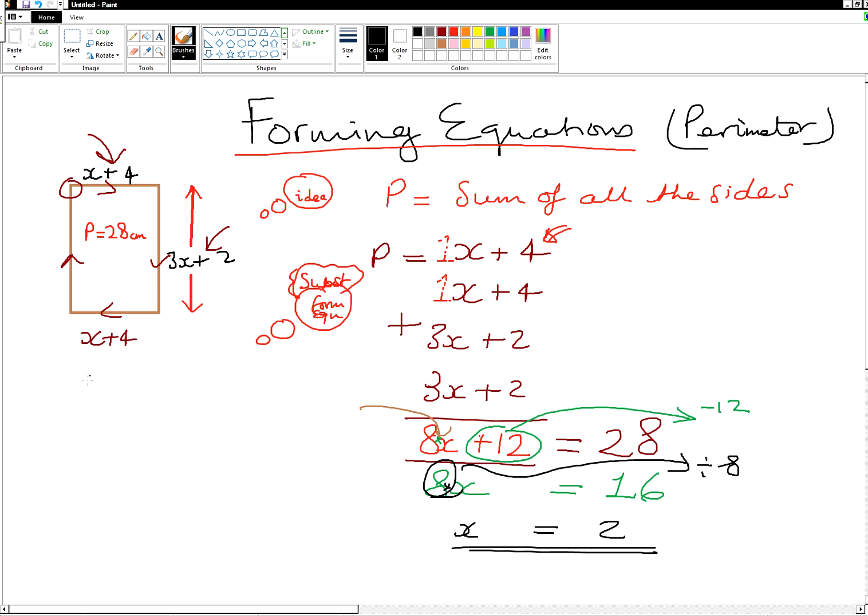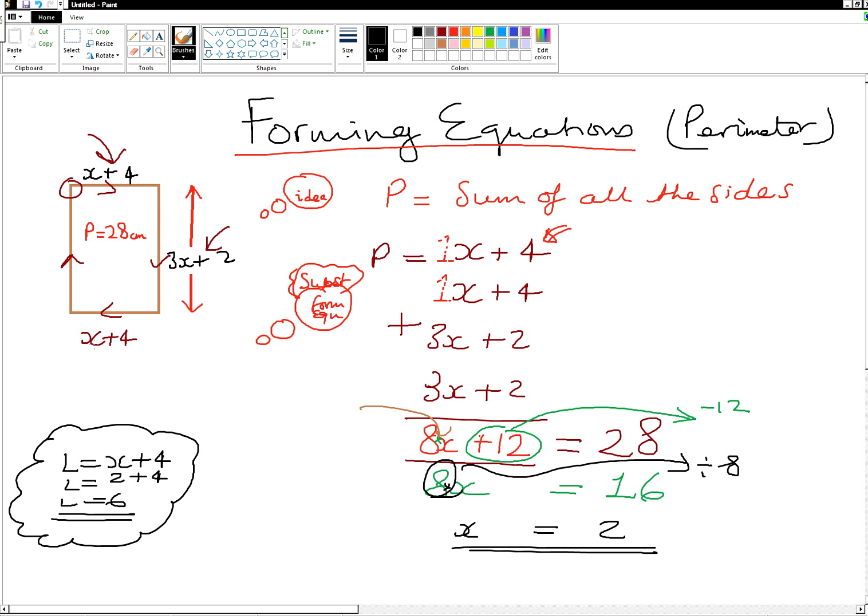So if you wanted to now, we can say our length was equal to x plus 4. The x was 2. 2 add 4 is equal to? So our length of the shape was 6. Okay, that's just a little side piece. So this length is 6.